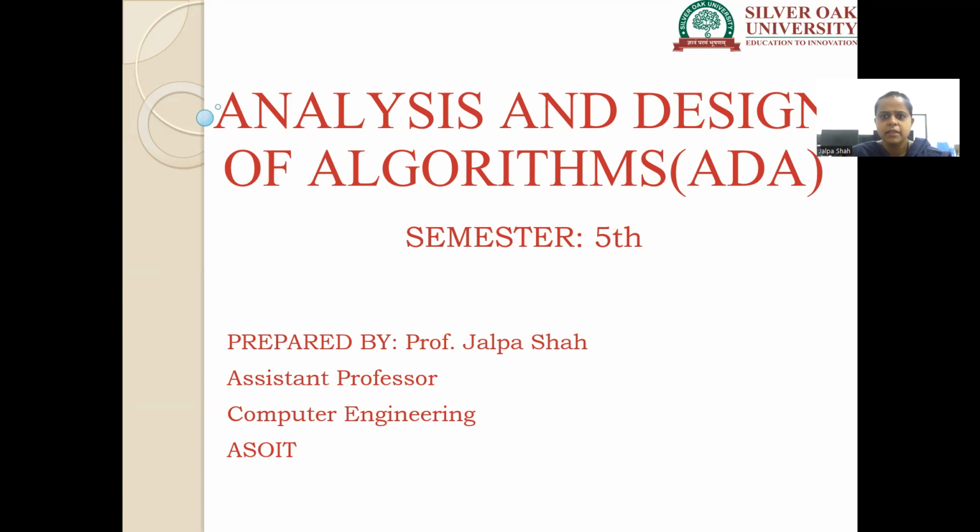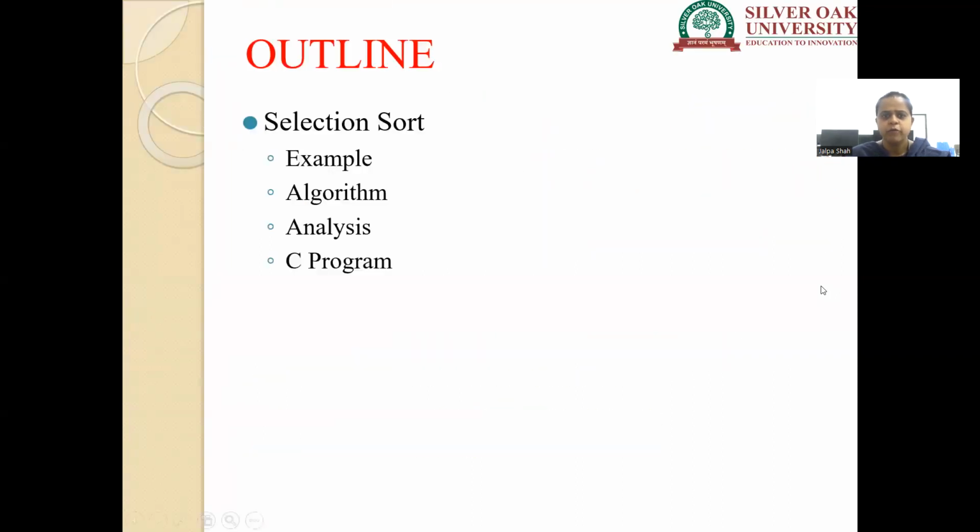Today we are going to see a topic of the subject Analysis and Design of Algorithms, in short known as ADA, which comes in the 5th semester of the university curriculum. Today we will see selection sort, its example, algorithm, its analysis, and the C program of selection sort.